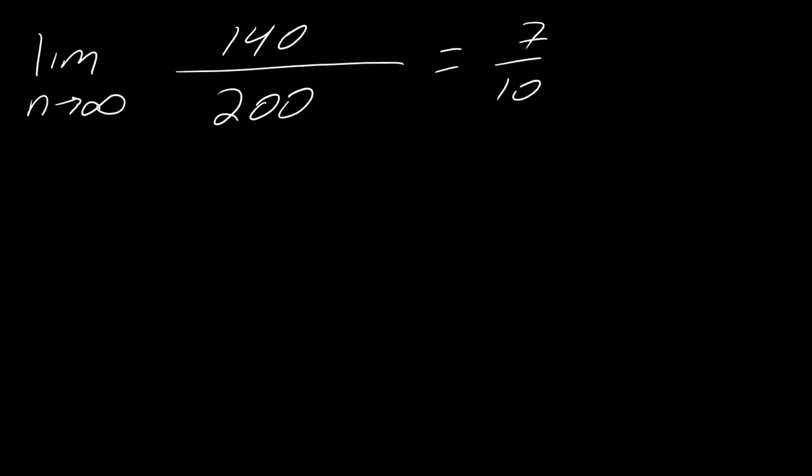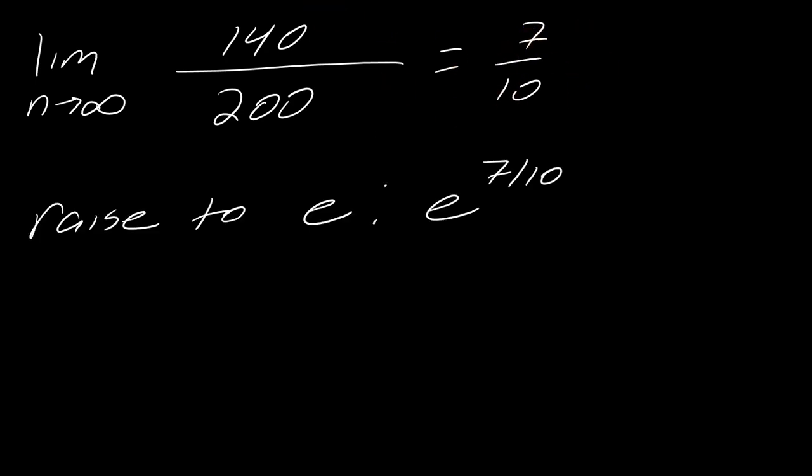Okay, now remember, I started this whole problem by taking the natural log of it. So whenever you use that trick, after you find the limit, you always have to raise that to e. So this is going to be e to the 7/10 as my answer. Okay, so now for that part where it's like, what were we even doing, right?